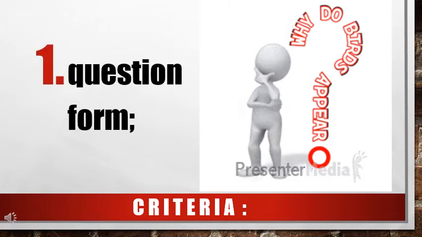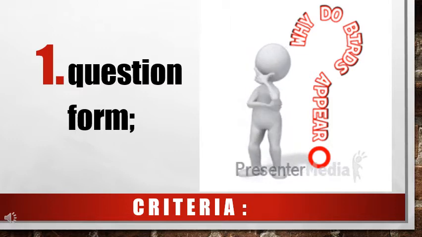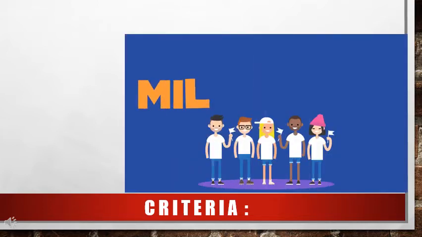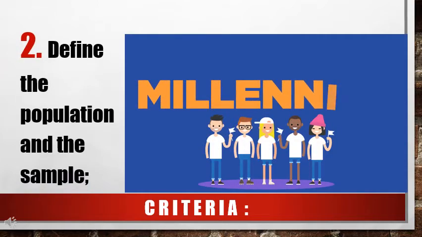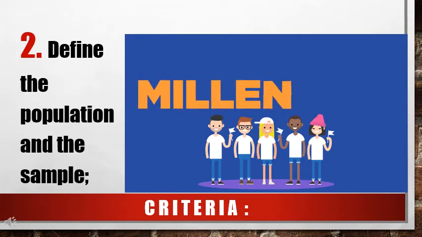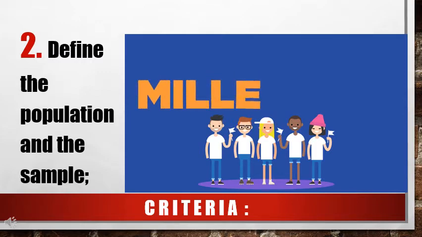The specific problems must meet the following criteria. First, they must be in question form. For example, how does gender relate to career choices of members of different religions? The second one is, the specific questions must define the population and the sample. That is, the respondents or the subjects of the study.